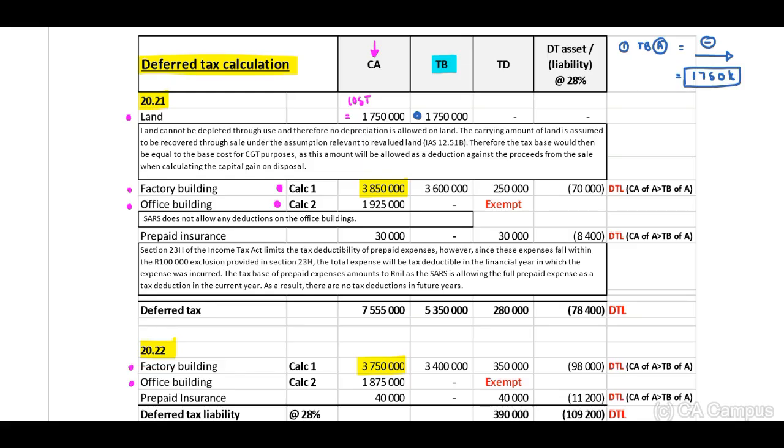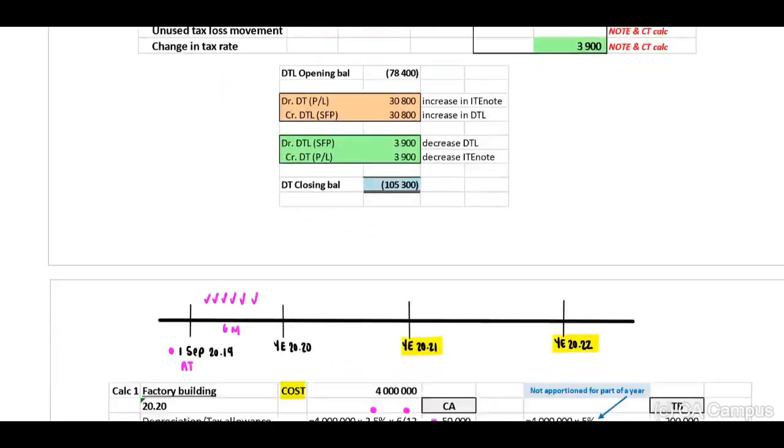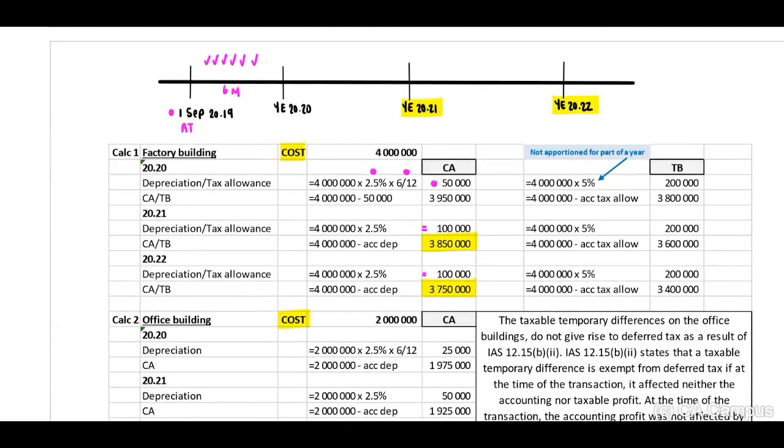Okay. Then, if you look at our factory building tax base, we need to calculate the tax base. Therefore, calculation number 1, identify for 2020. Look at 2020, not apportioned.